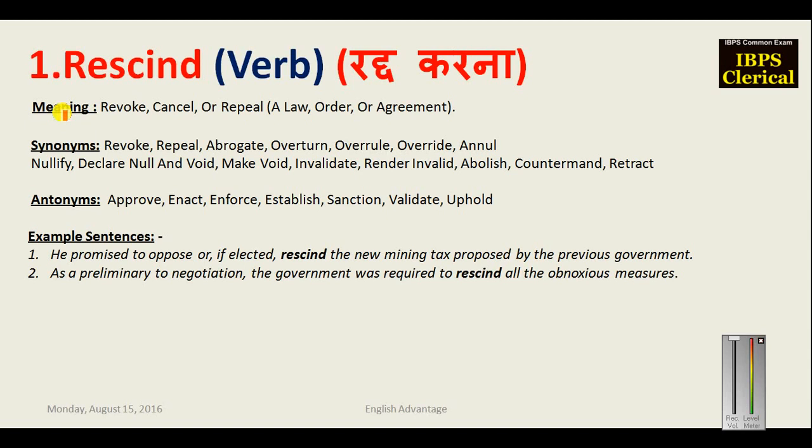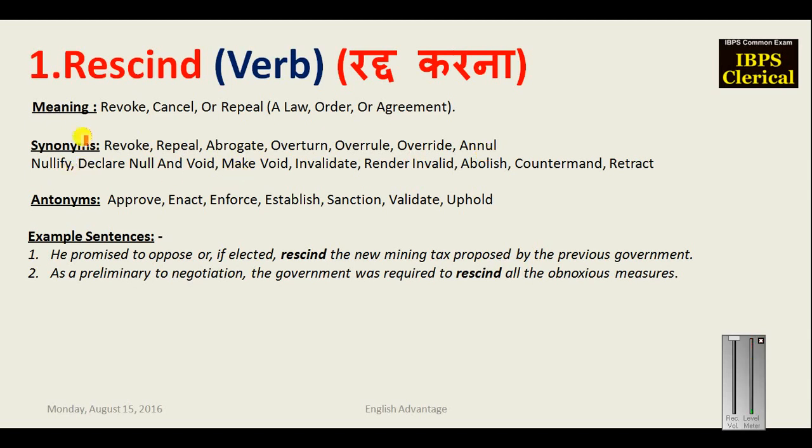The first word that I have included here is rescind. Rescind simply means to cancel something. If you have enforced something and you want to take it back or withdraw it, then this word will be used. The synonyms are revoke, repeal, and abrogate, a very important word for an exam. The similar sounding word is annul, which is also very important. Overturn, overrule and override are also very common in competitive exams.